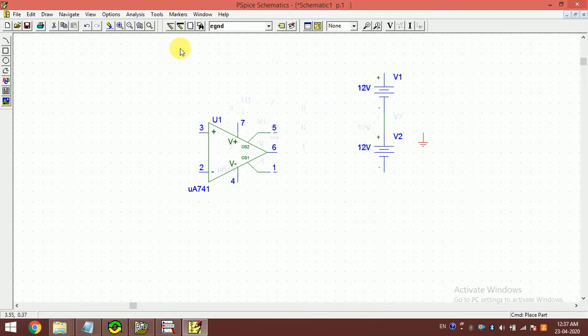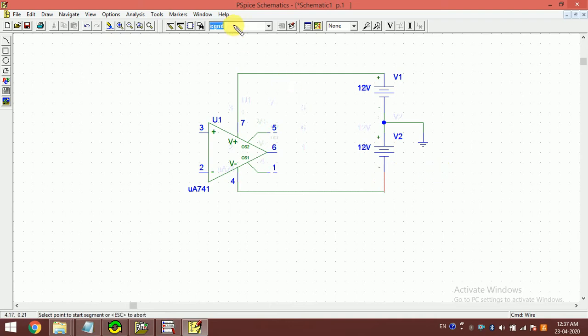So I draw a wire. Okay. So I connect this plus VCC. You can press Ctrl W. I can connect this plus VCC with pin number 7 and the minus 12 volt to pin number 4. So our biasing is done.